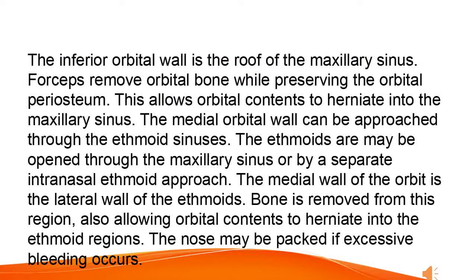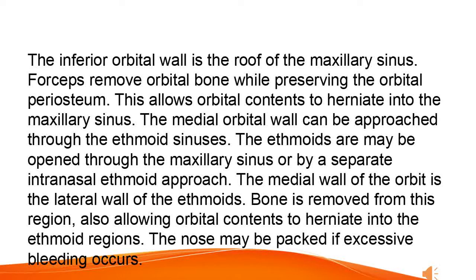The inferior orbital wall is the roof of the maxillary sinus. Forceps remove orbital bone while preserving the orbital periosteum. This allows orbital contents to herniate into the maxillary sinus. The medial orbital wall can be approached through the ethmoid sinuses.